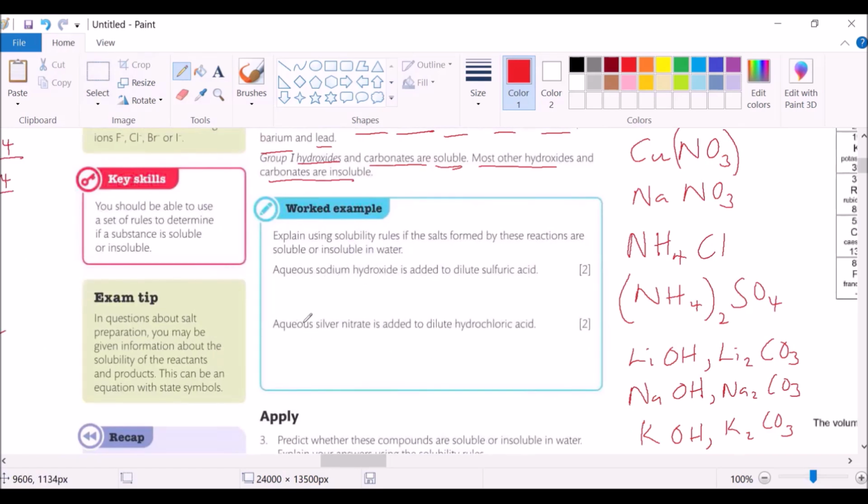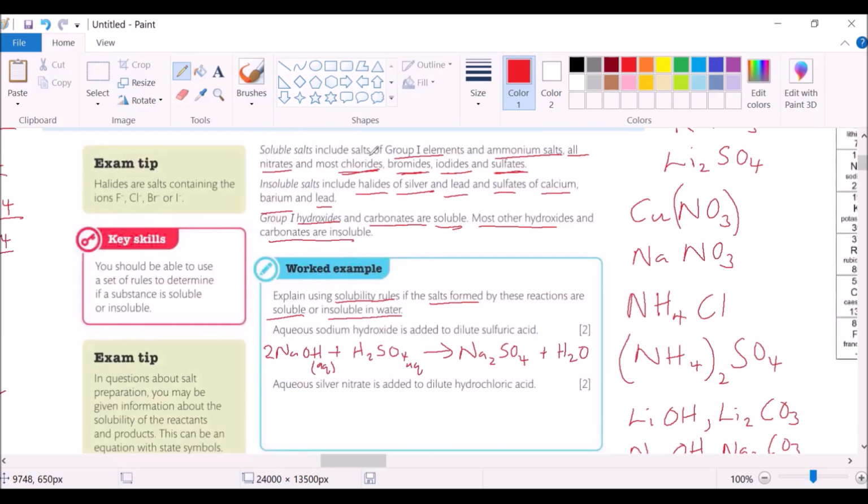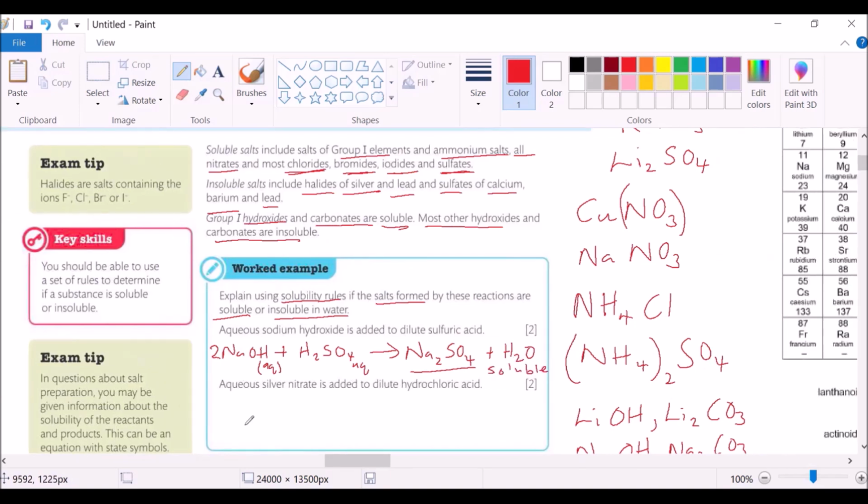Let's look at this question. Explain using solubility rules if the salts formed by these reactions are soluble or insoluble in water. Aqueous sodium hydroxide and dilute sulfuric acid give sodium sulfate and water. Soluble salts include salts of group 1. So any salt of group 1 is soluble. So this will be soluble.